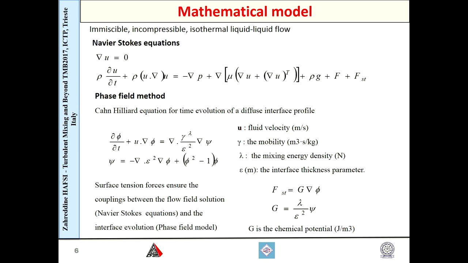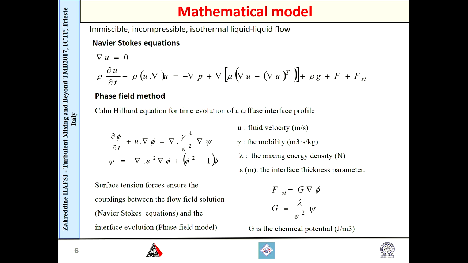Well, quickly, the equations are for immiscible, incompressible, isothermal, liquid-liquid flow. We have the Navier-Stokes equations, the conservation of mass and the conservation of momentum. And then we'll add the interface tracking method, the phase-field method, which is based on the Cahn-Hilliard equation for the time evolution of a diffuse interface profile. Actually, the coupling between the set of Navier-Stokes equations and the phase field model is done via the surface tension force, the F_ST. The F_ST is expressed as a function of phi, the order parameter: it is the chemical potential times the gradient of the order parameter phi.